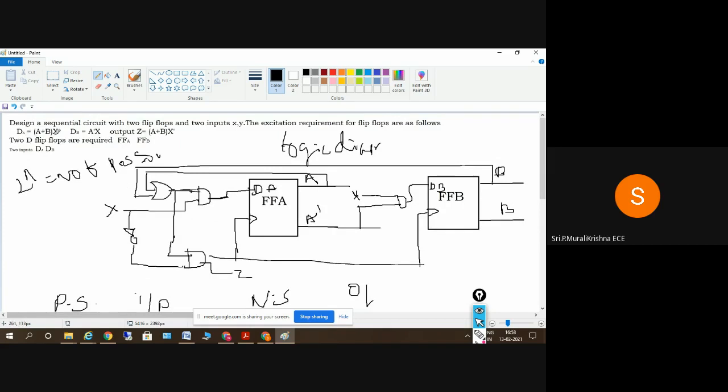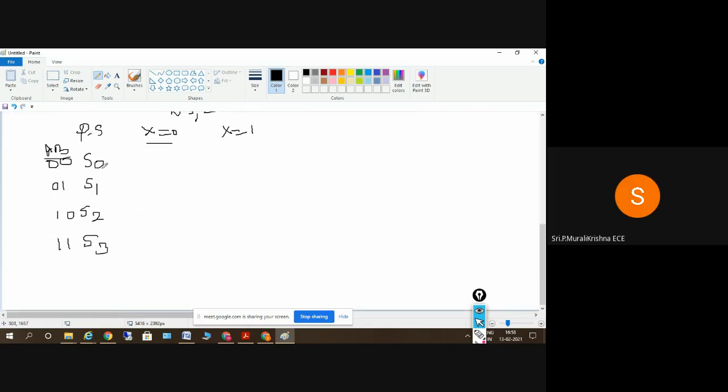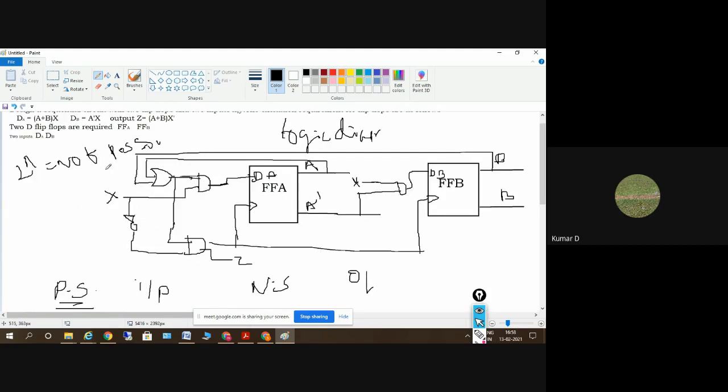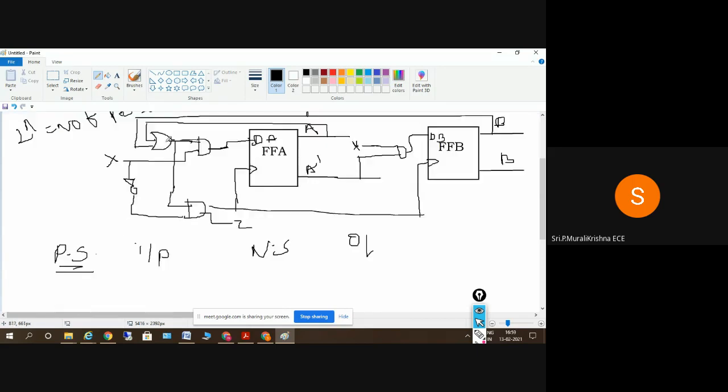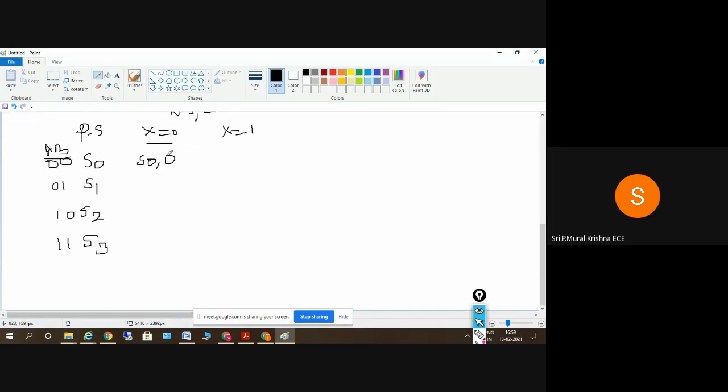So when I substitute these values, what will I get here? What is the value of dA here? 0. So 00 is nothing but the state S0. Yes or no? Yes, sir. Okay, and what is the value of Z here? When I substitute A is 0, B is 0, and X is equal to 0, we get X bar as 1, but Z is also equal to 0 here.